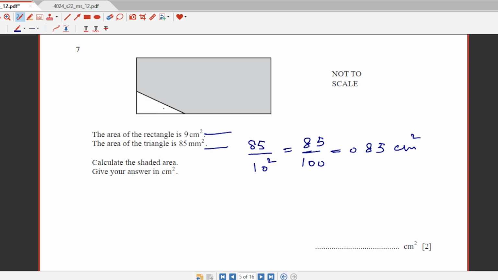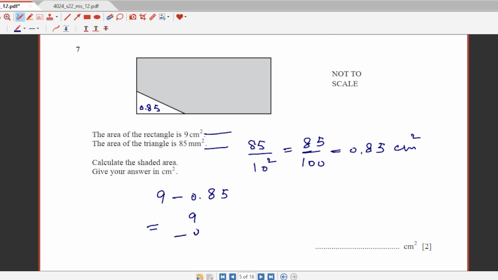What's the requirement? Calculate the shaded area. The total area of the rectangle is 9. Area of the rectangle is 9 and area of the triangle is 0.85. This is 0.85 and the total area was 9. So we need to subtract 9 minus 0.85.